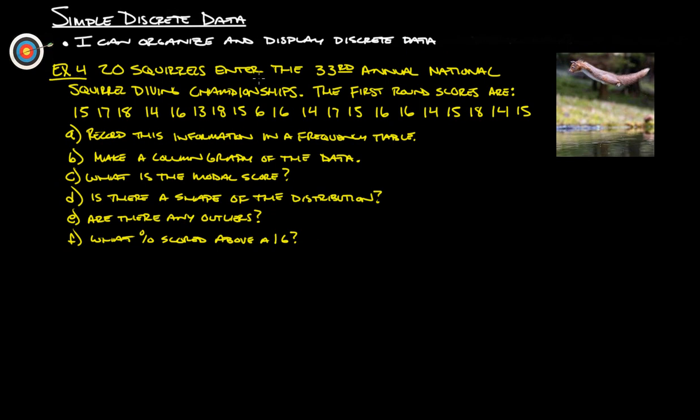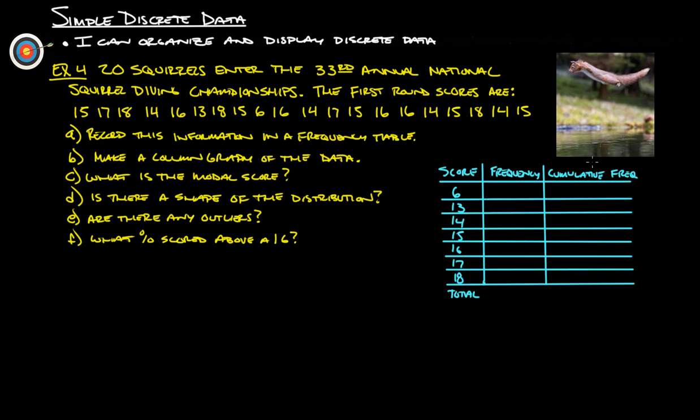Example 4, 20 squirrels. Just so happens we hit some squirrel videos. 20 squirrels enter the 33rd Annual National Squirrel Diving Championships. The first round scores are as follows, all of these here. Record this information in a frequency table. That's the table that we had right at the beginning of the notes, so let's create one of those.